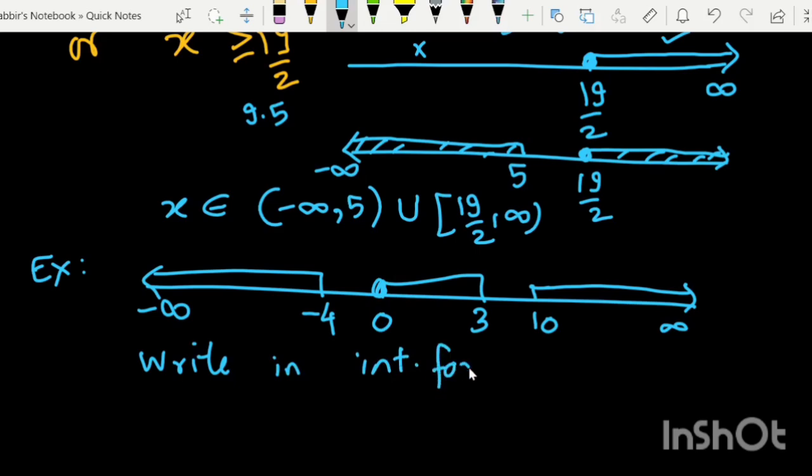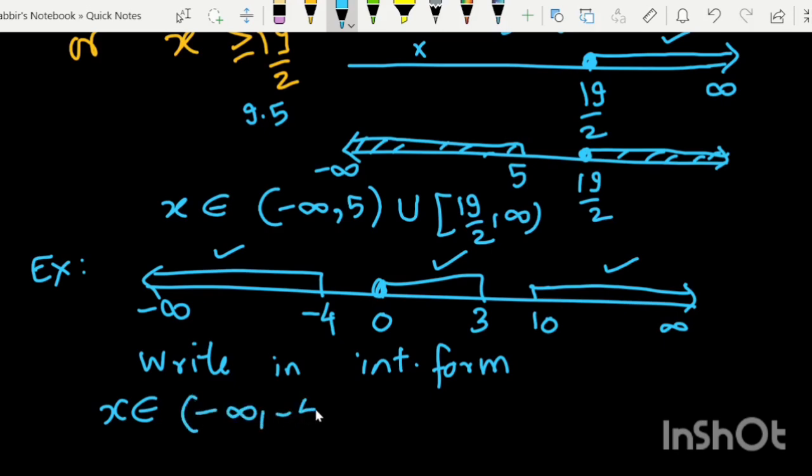Okay, so again, you might have correctly guessed it. We will start from the left hand side. There are three sets of solutions scattered on the number line. One is this, another is this, another is this. So we will write all three and connect them with the connector, yes, U.